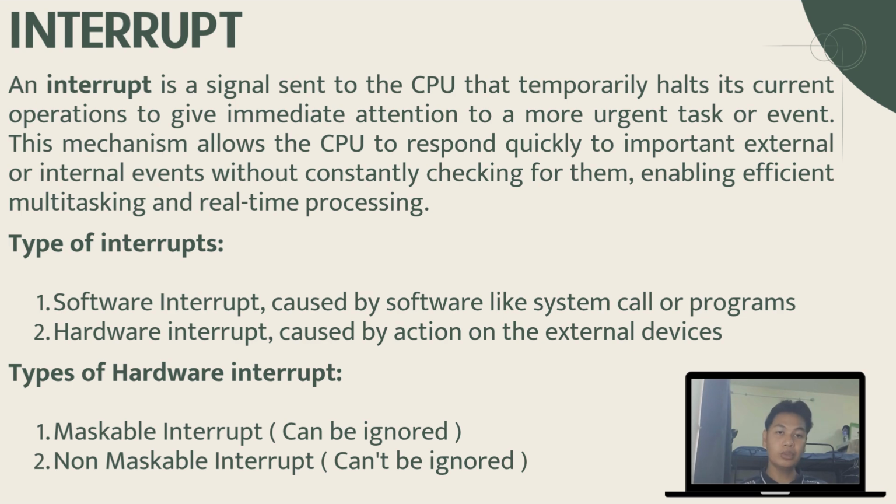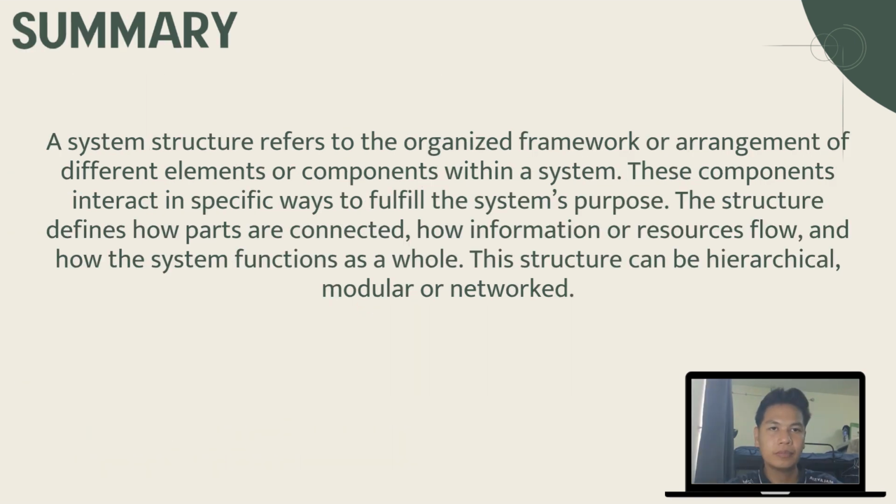So there are two types of interrupts. The first one is a software interrupt, caused by software like a system call or program. The second one is a hardware interrupt, caused by action on external devices. In hardware interrupts, we have two types. The first one is the maskable interrupt, which can be ignored. The second one is the non-maskable interrupt, which cannot be ignored.